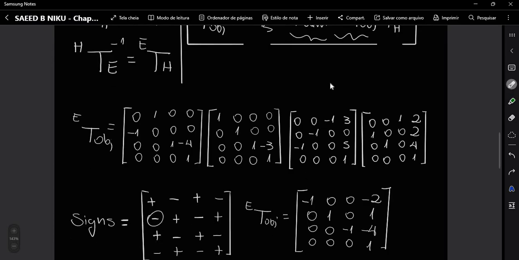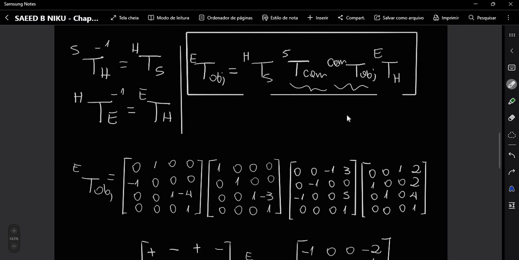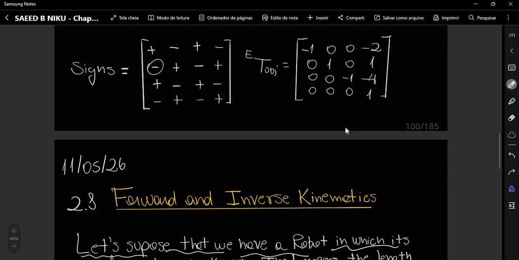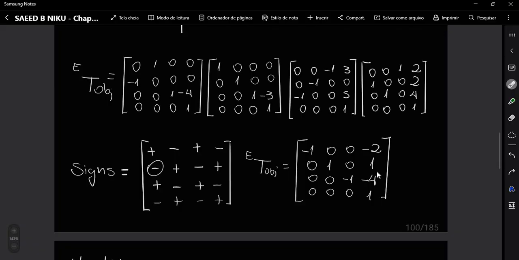And after this, passing now to this matrix form. So instead of using these transformations, we are using now matrices, and this way we are able to find this final position and orientation.